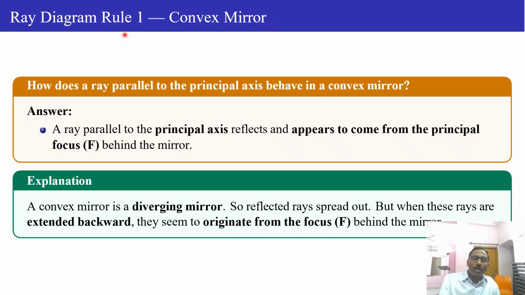Ray diagram rule 1, convex mirror. Now we are going to see it for the convex mirror. How does a ray parallel to the principal axis behave in a convex mirror? A ray parallel to the principal axis reflects and appears to come from the principal focus behind the mirror.